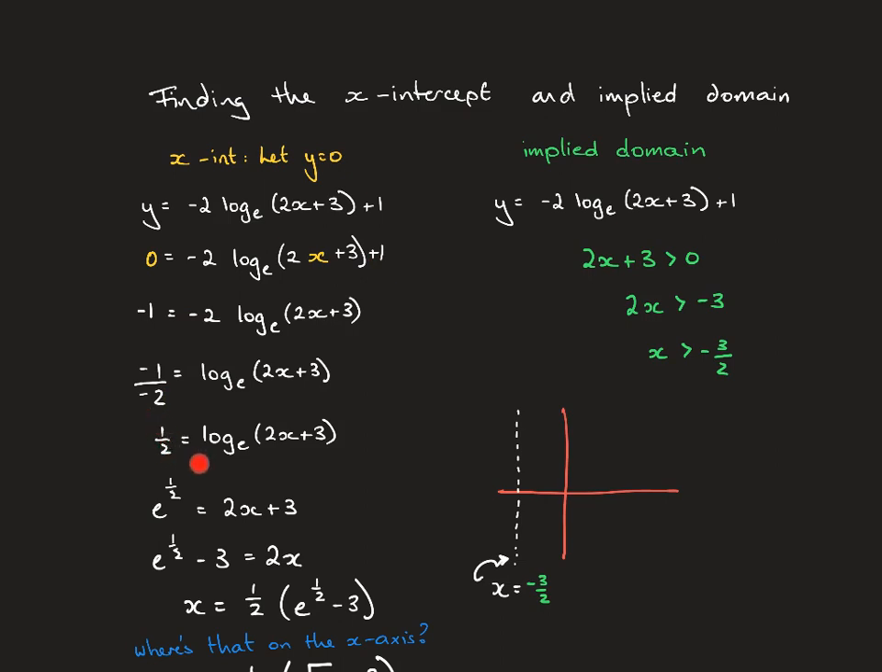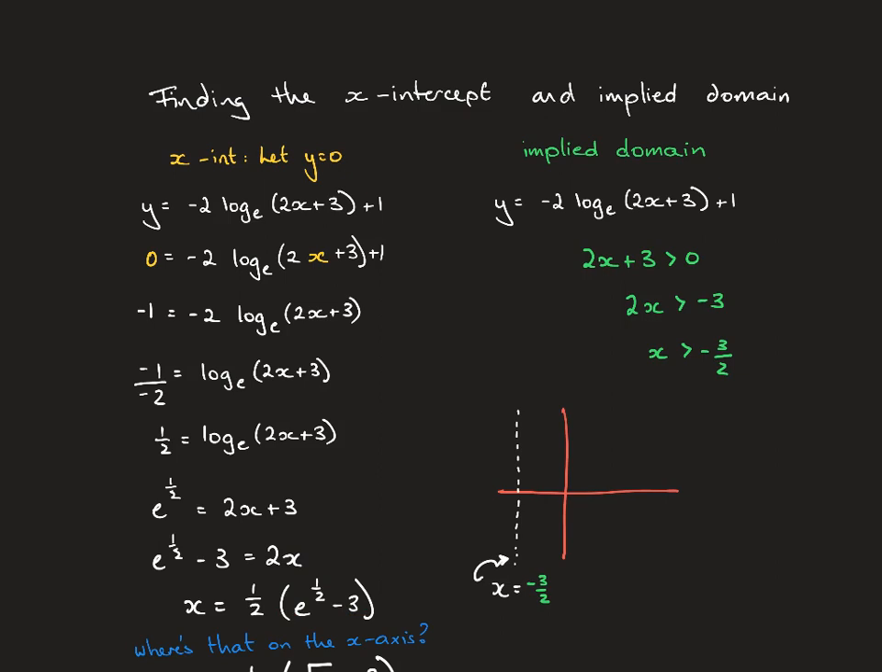What I'm going to do now with this log equation is rewrite it as its equivalent exponential equation. So our base is e, our power is 1/2, and the value is what we're finding the log of. And now I can rearrange this equation to get x by itself. So -3 from both sides, and then divide both sides by 2, and I get x is equal to 1/2 outside of e to the 1/2 minus 3.